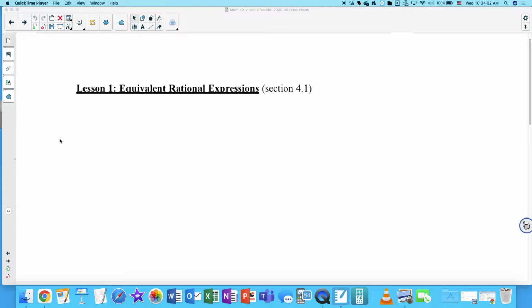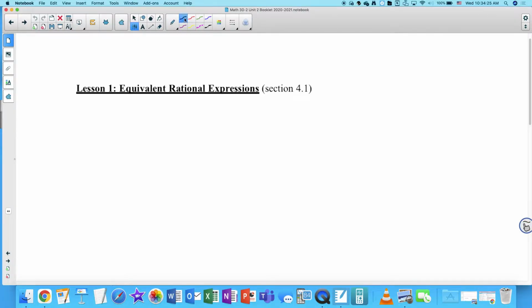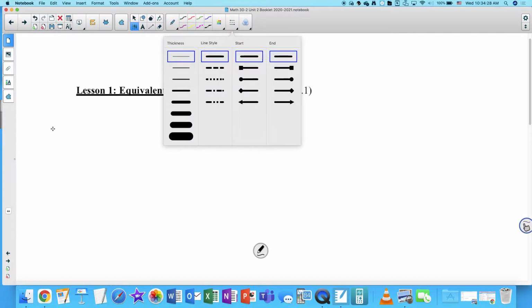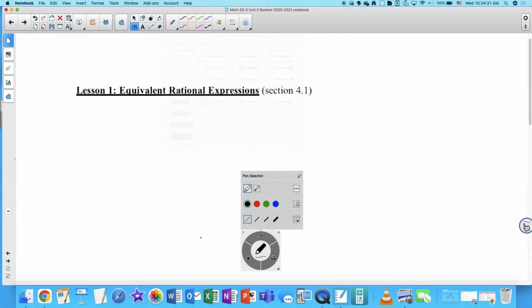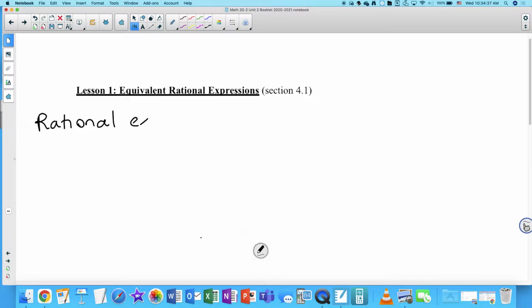Okay, so from yesterday, who remembers? You may not have written this down, but we did look into what is a rational expression. What's that? Yes, it's an algebraic fraction. Okay, so oh no. This thing was acting up today. Okay, there we go. Is a fraction with algebra in it.